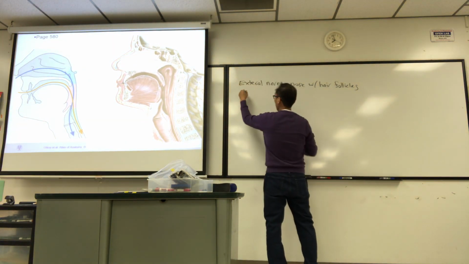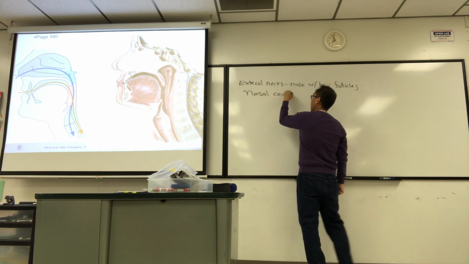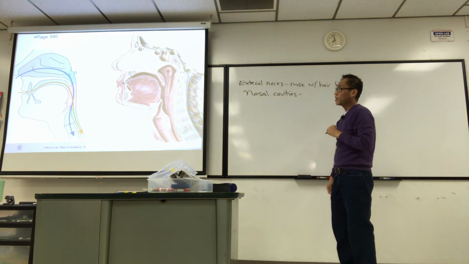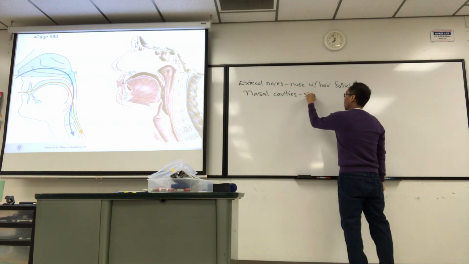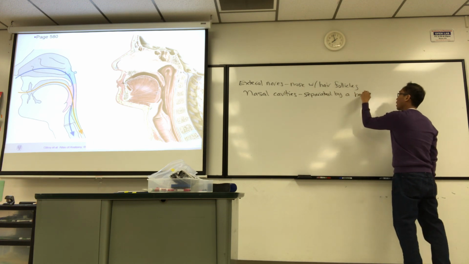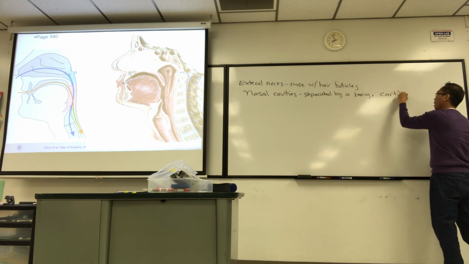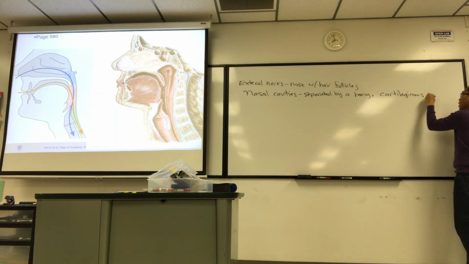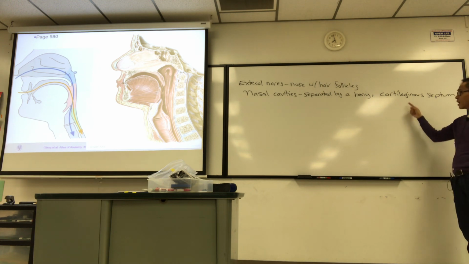So once you take a breath in, you have your nasal cavities. They're separated by bony cartilaginous septum. Now the bony part you're supposed to know that's part of it's vomer, part of it's the perpendicular plate of ethmoid. You can go back and look that up if you want. But there's the cartilaginous part as well.